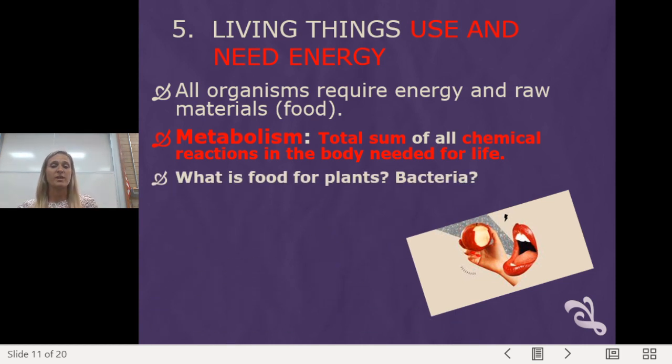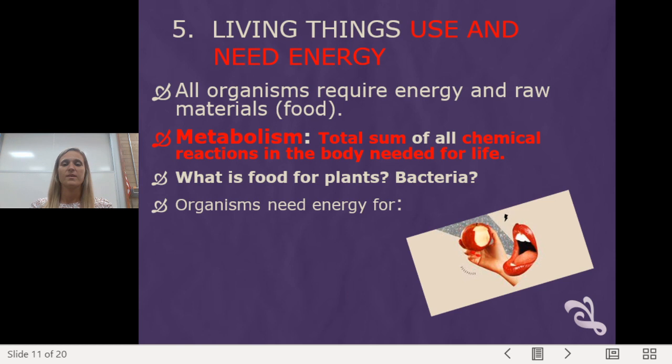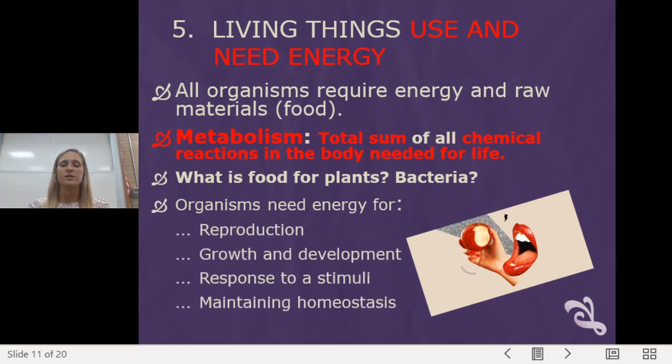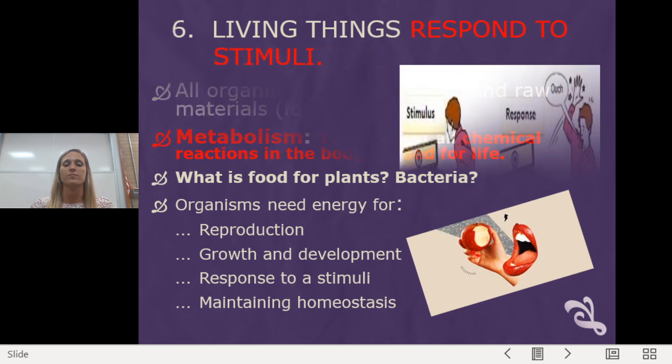What is food for plants or bacteria? Do you guys have an idea for that? Maybe think about that for a second. And organisms need energy for lots of different things. They need energy for reproducing. They need energy for growing and developing, responding to stimuli, maintaining homeostasis. You need to have energy in order to have those characteristics of life.